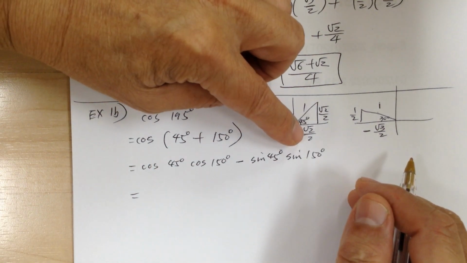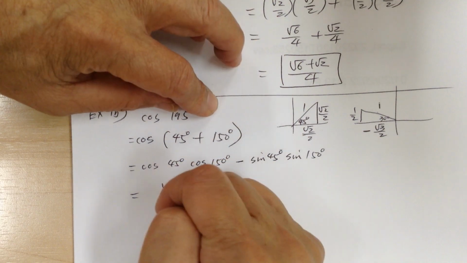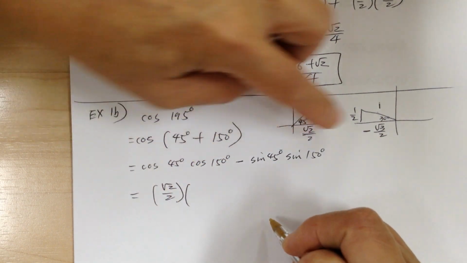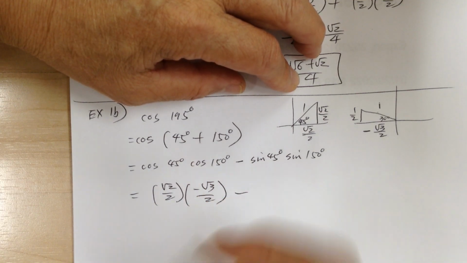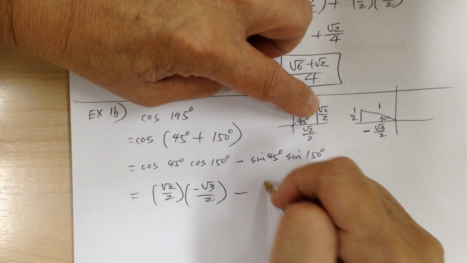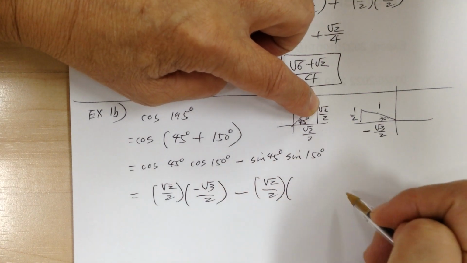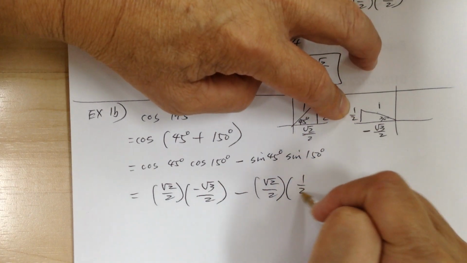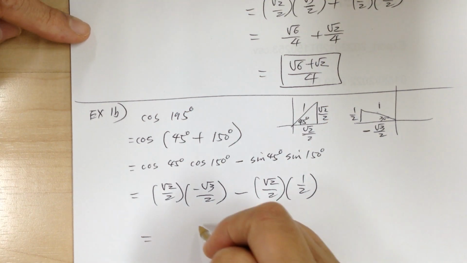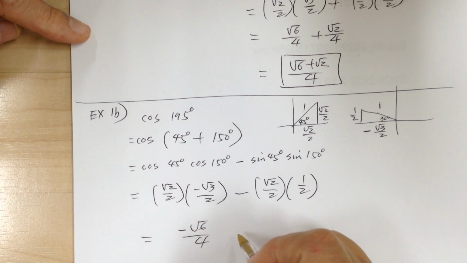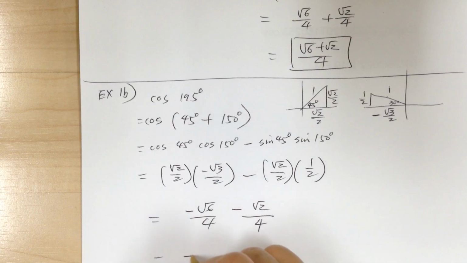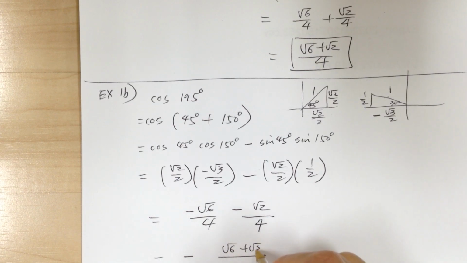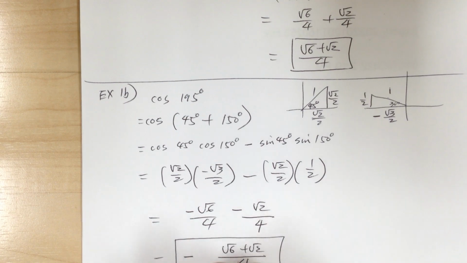Cosine of 45 is square root of 2 over 2. Cosine of 150 is negative square root of 3 over 2, minus sine of 45, which is square root of 2 over 2, times sine of 150, which is 1/2. So you have to know how to evaluate. This will equal negative square root of 6 over 4 minus square root of 2 over 4. And if you factor out a negative 1, it would be negative square root of 6 plus square root of 2 over 4.